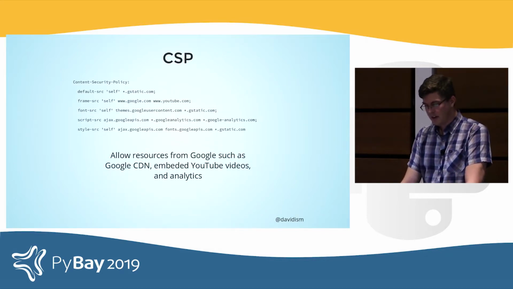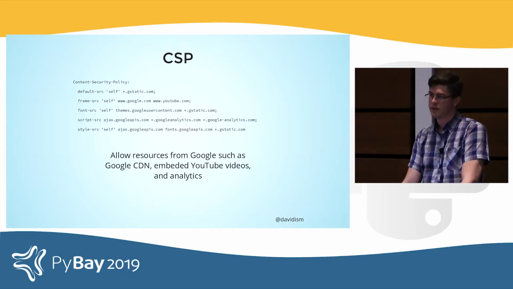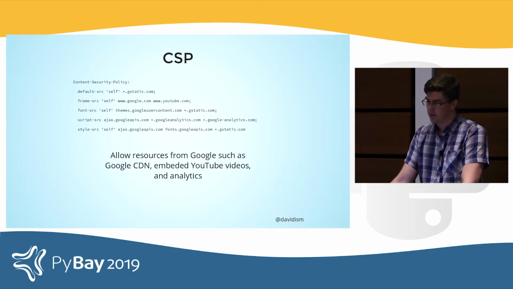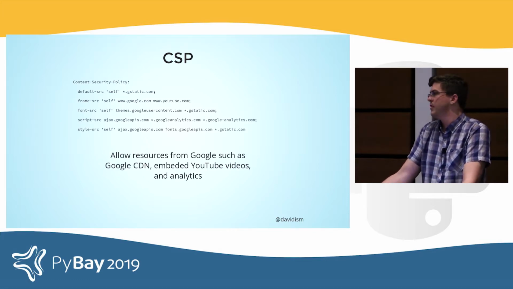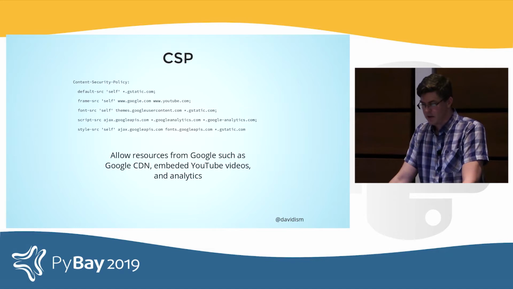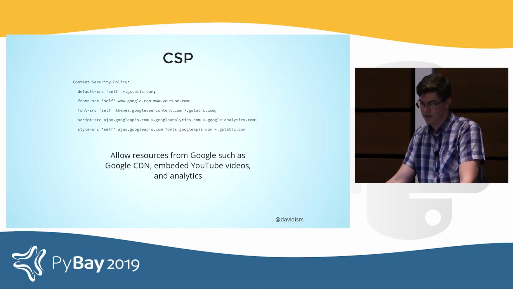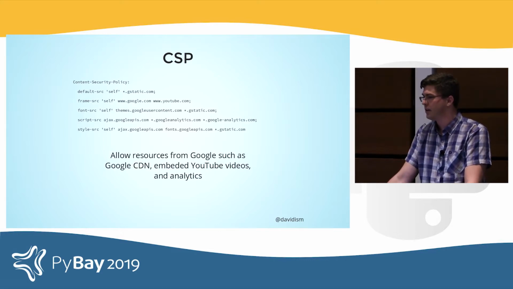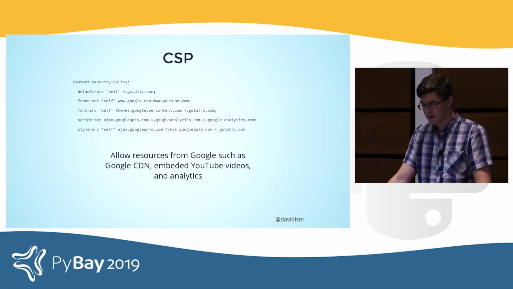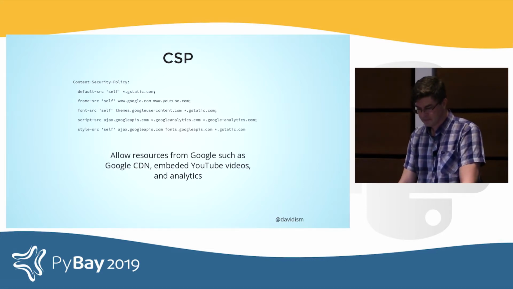Or you can, for example, say, I'm going to use all Google's resources. I'm going to use their CDN. I'm going to use their font API. I'm going to embed YouTube videos. So Flask Talisman provides this nice configuration if you decide you're a Google application to allow Google APIs.